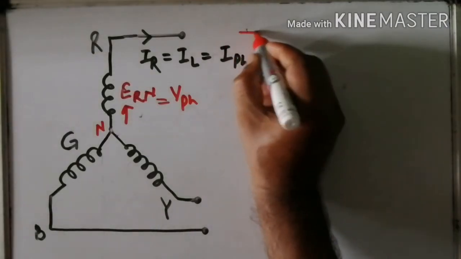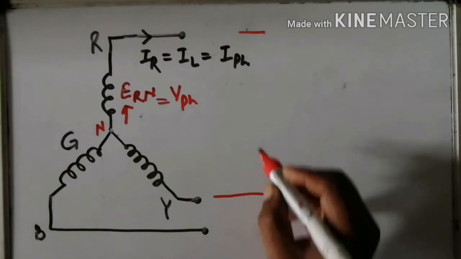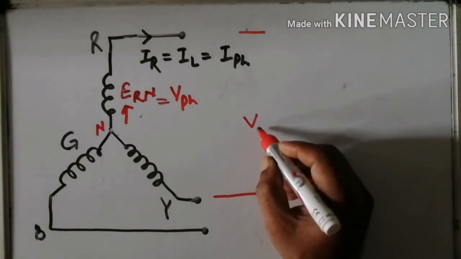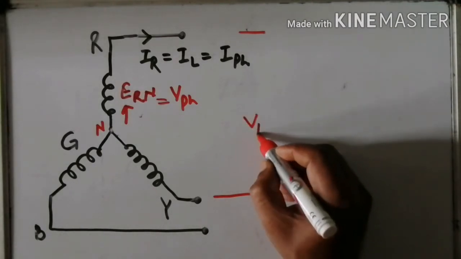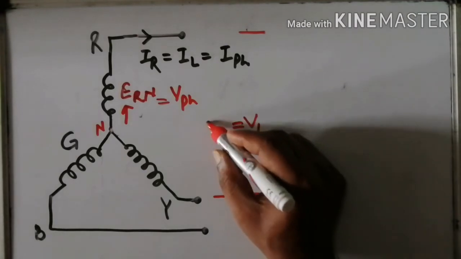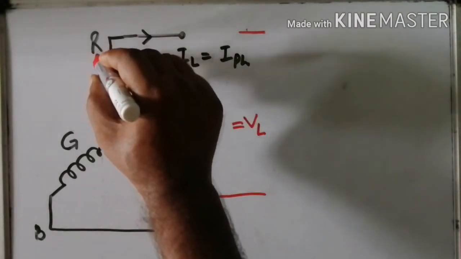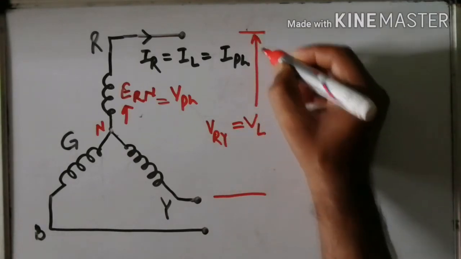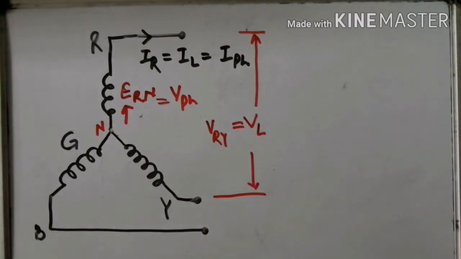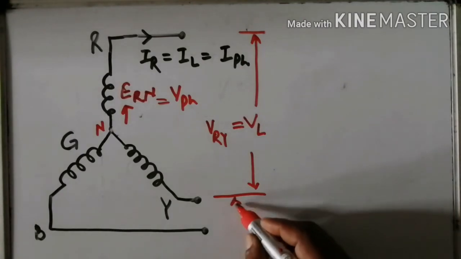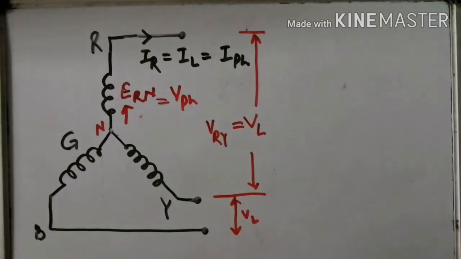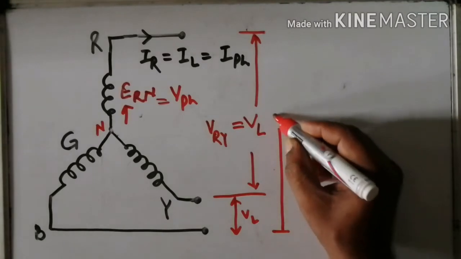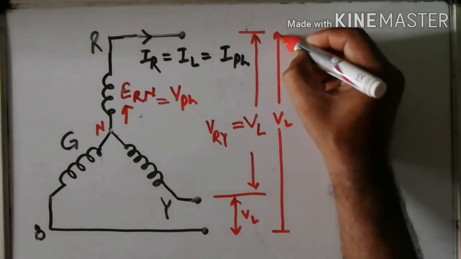And from this phase to this phase, this one is known as the line voltage. It is also the voltage in between red and yellow. This one is known as the line voltage. In the same way, this one is also the line voltage and this one is also the line voltage.